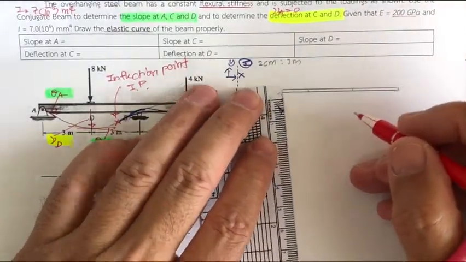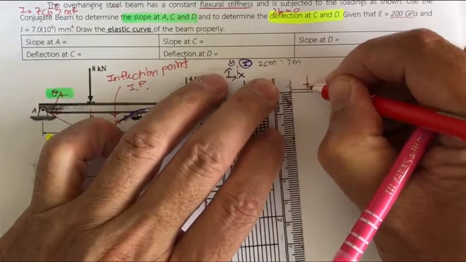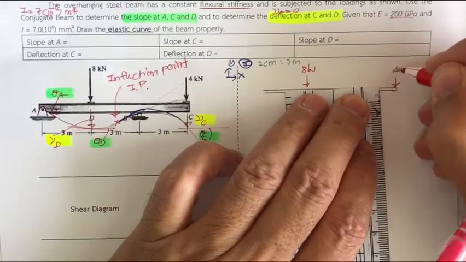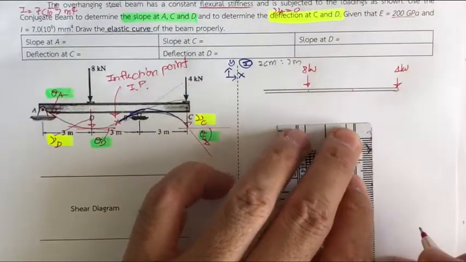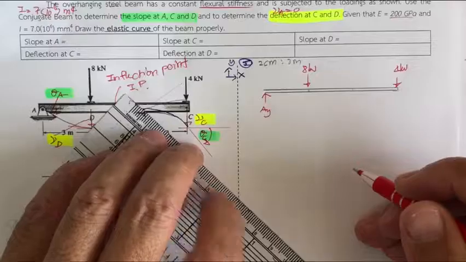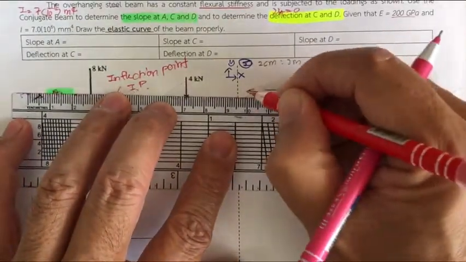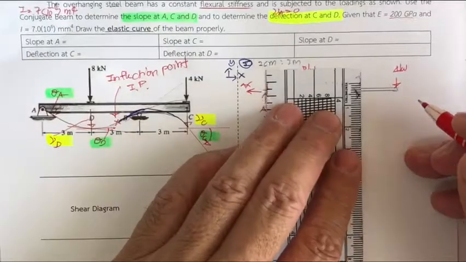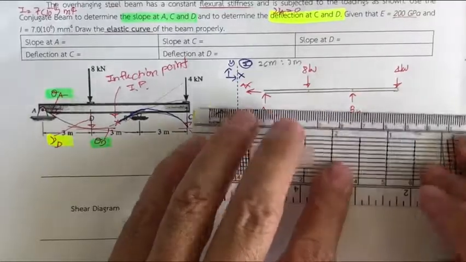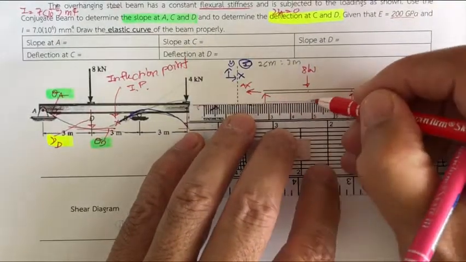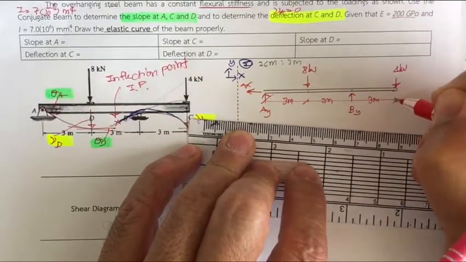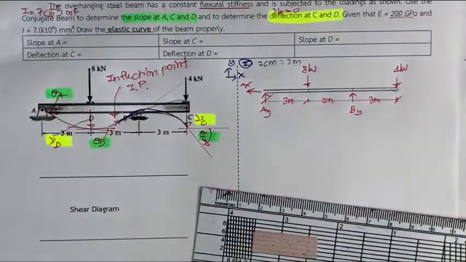So under the force, what we have is this one is 8 kilonewton. This one is 4 kilonewton. And then we're going to have the reaction here, the A sub y, and here A sub x. And over here we have the B sub y, and we have all the lengths as shown here: 3 meter, 3 meter, and 3 meter. That's going to be the free body diagram of the beam.